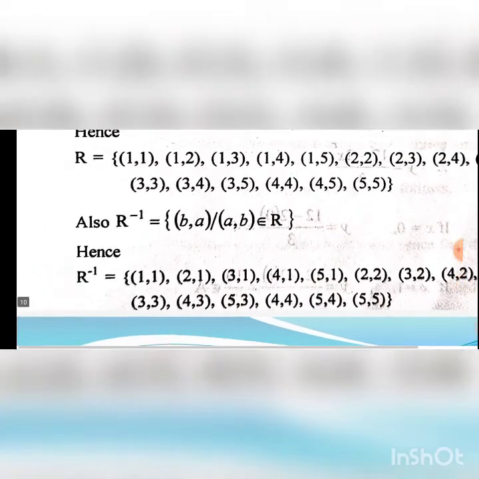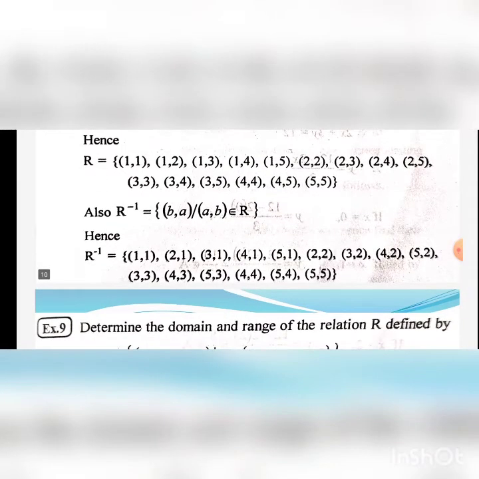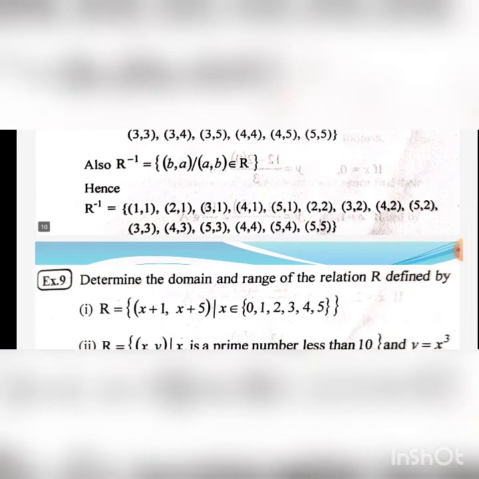R inverse means what? We know R inverse is equal to the ordered pairs (b, a) such that (a, b) belongs to R. Means we only have to reverse the elements of set R. So what will it be? R inverse equals (1,1), (2,1), (3,1), (4,1), (5,1), (2,2), (3,2), (4,2), (5,2), (3,3), (4,3), (5,3), (4,4), (5,4), (5,5).